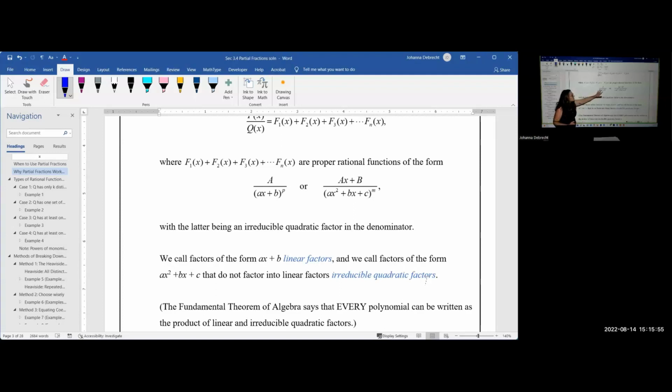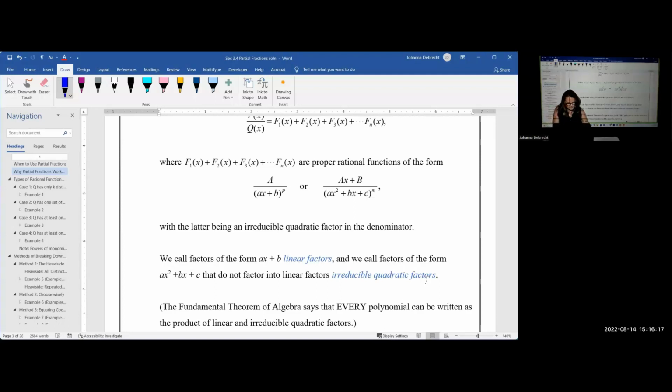Now, this is guaranteed by the fundamental theorem of algebra, which is pretty sweet when you think about it. That guarantees that we can break apart rational expressions into simpler rational expressions, added and subtracted together.